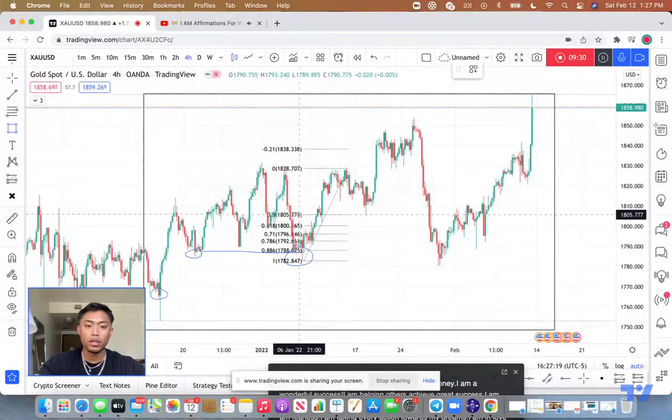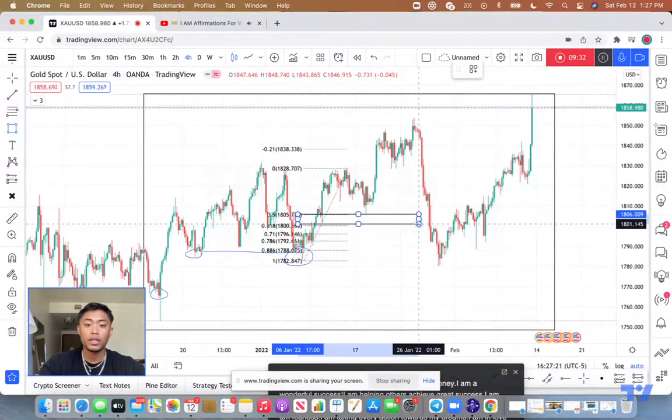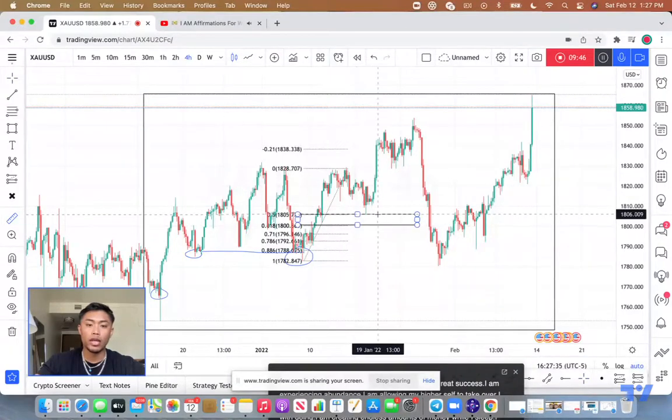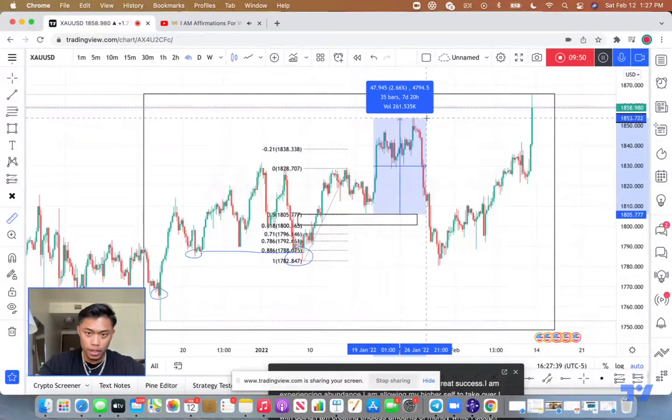Which is pretty amazing. Me personally, I don't take trades unless it's between 71 all the way down to 886. And as you guys can see, yes, you definitely easily made some profit off of this. And let's go and calculate the pips real quick from here to there, the upside before it started to go down.